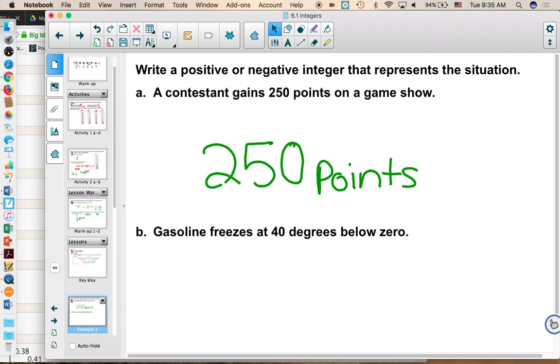B. Mr. Chance, will you pick somebody? Gasoline freezes at 40 degrees below 0. Write that integer on the whiteboard and on your paper. 40 degrees below 0. Please write that one.